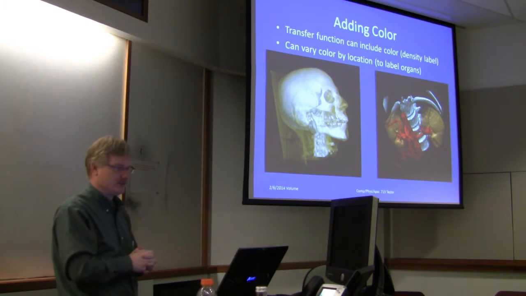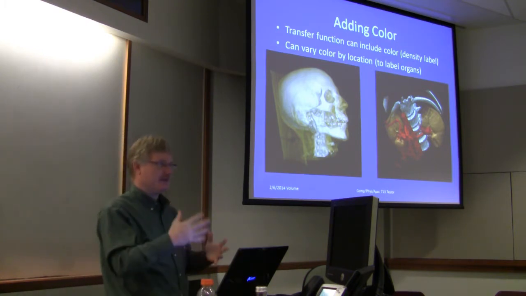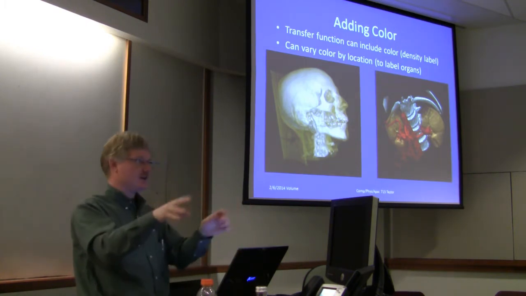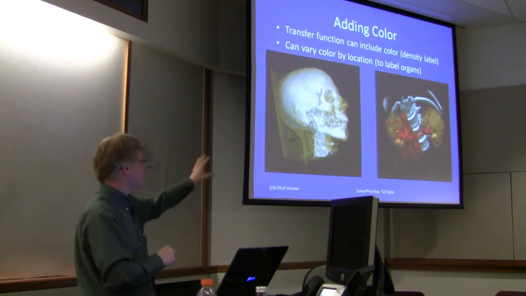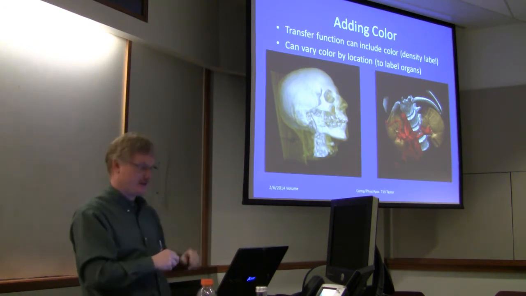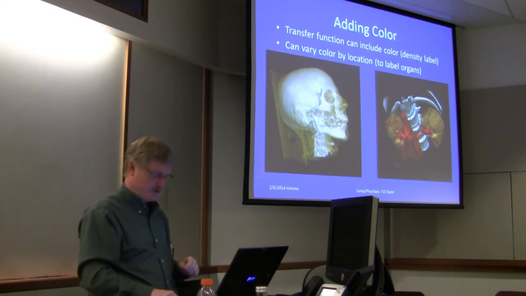You can add color, right? So we saw that before. Depending on which regions you want, you can say, okay, this region is opaque and yellow, and this region is opaque and white, and so we get skin and bone, or liver and arteries and bone.